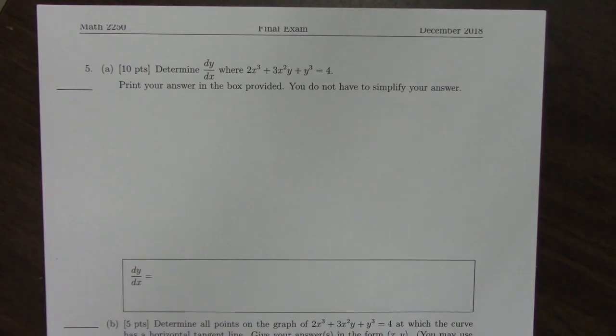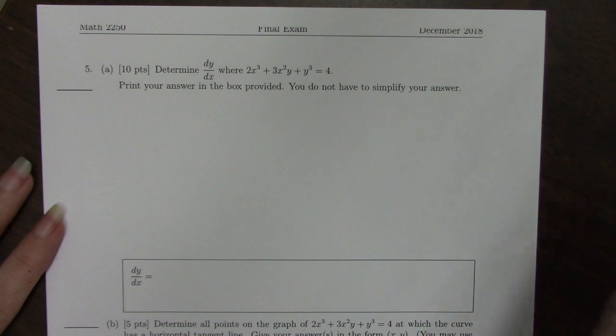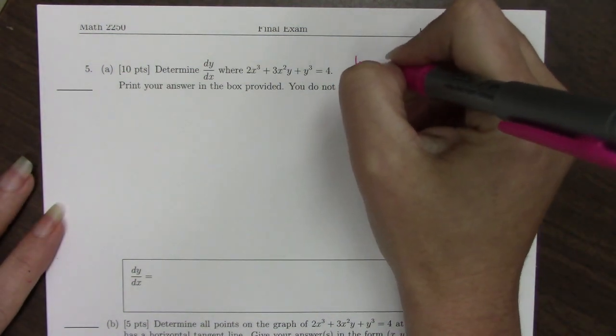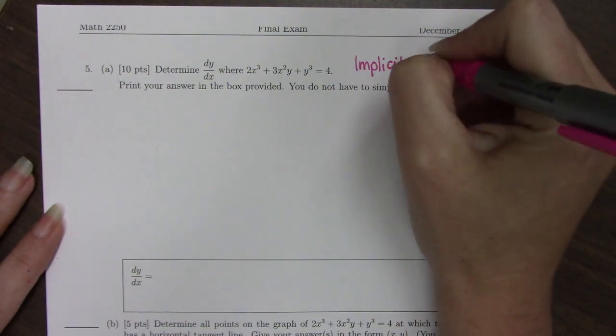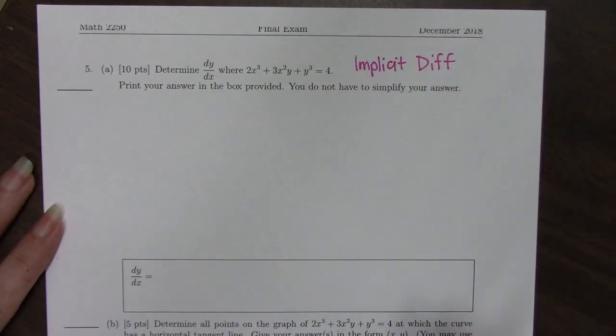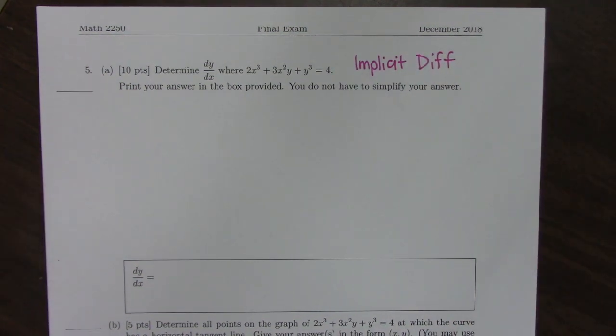This next problem says determine dy/dx where 2x cubed plus 3x squared y plus y cubed equals 4. I can tell by looking at the structure of this equation that this will be an implicit differentiation problem. So the rule here is everywhere I have an x, you treat it like normal. Everywhere I have a variable other than x, I have to apply the chain rule when I take the derivative.